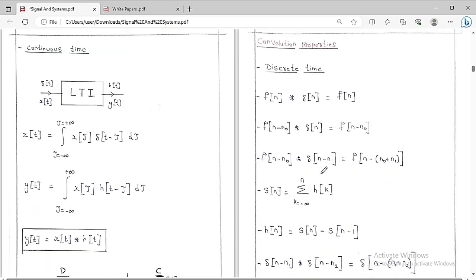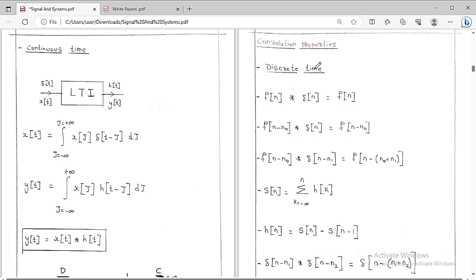Now let's go for the convolution properties. So now we are going to discuss the convolution properties in the discrete time domain. Then we will shift to the continuous time convolution properties also. We are going to discuss one after another.